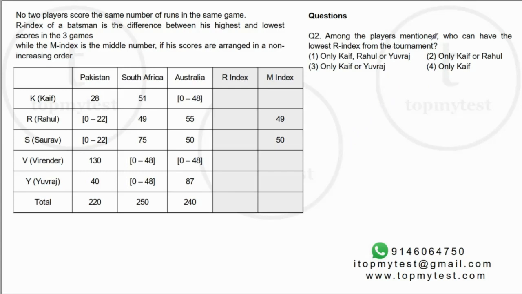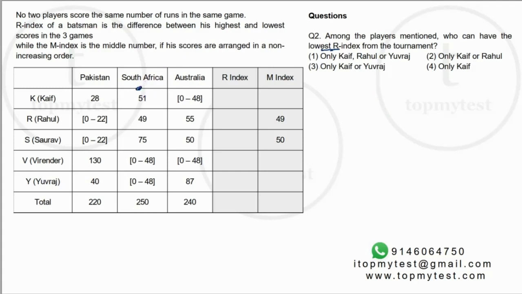Question number 2, among the players mentioned, who can have the lowest R index? Who can have the lowest R index? So among the players mentioned, Kaif, Rahul, Yuvraj. Let's see who among them it's possible to have. Okay, Kaif, what will be the highest R index? R index is the highest score minus the lowest score.